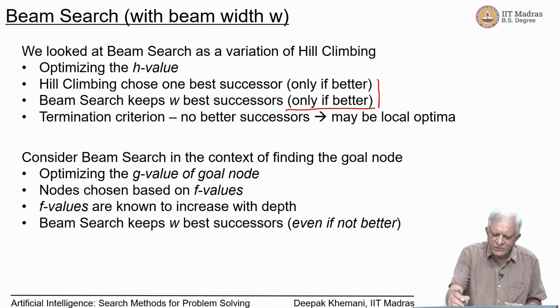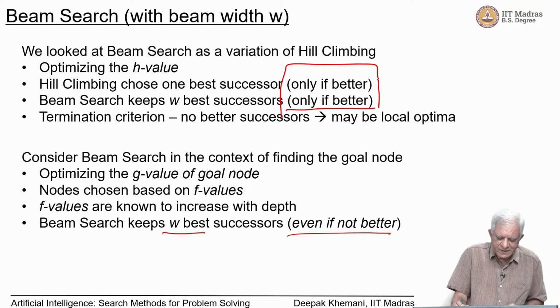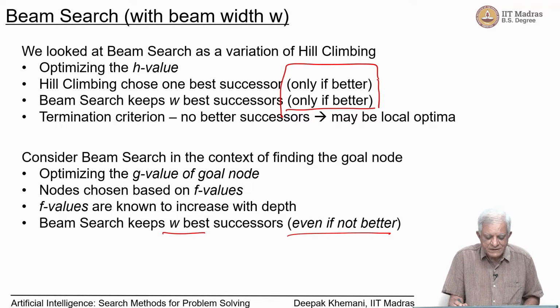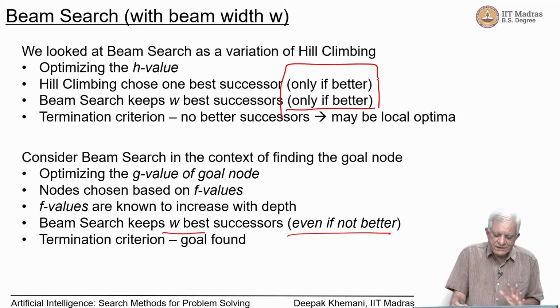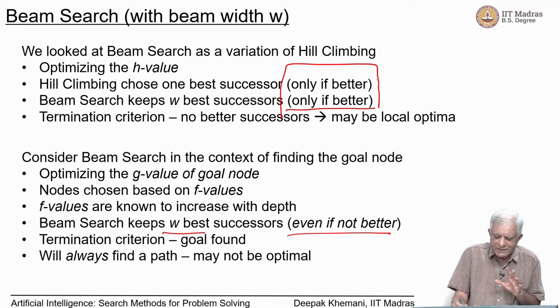So, you can't choose the only-if-better criterion, which was there in the earlier hill climbing and beam search algorithms. We will say that even if not better, you always keep the W best successors, where W is the beam width, and that's a variation of beam search that we will look at. The termination criteria is going to be goal found. We hope that the heuristic function will be reasonably good, so that even in an infinite graph it will be found. For a finite graph anyway, it will find a path to the goal. It may not necessarily be the optimal path, because the heuristic function may not be the best, but it will find a path to the goal node.